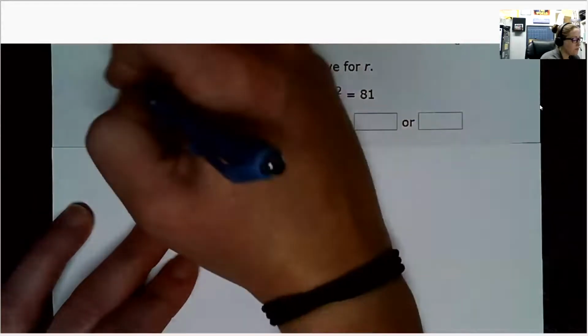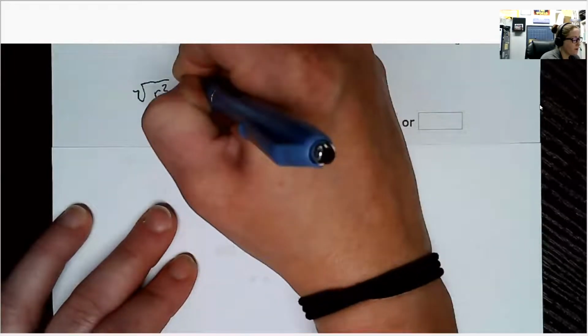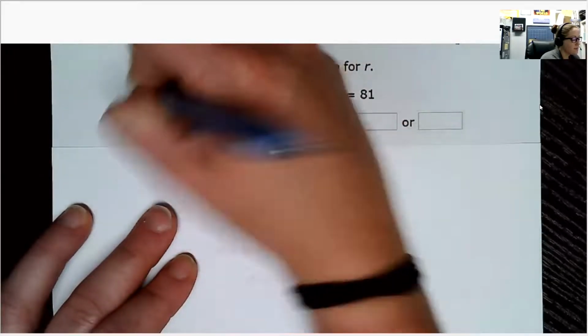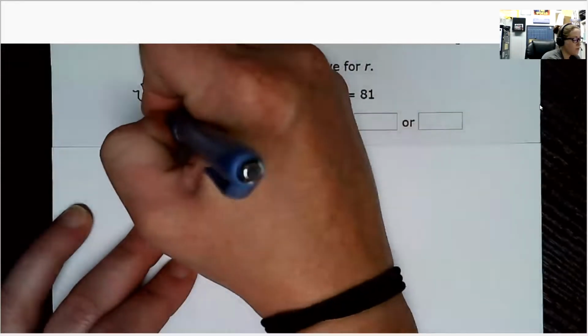And I want to cancel this r squared. I want to cancel the squared, so I'm going to find the square root of both sides. This is going to cancel, and I'm left with just r equals.